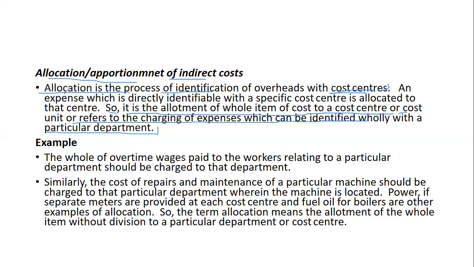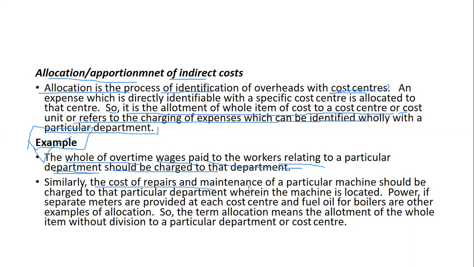If rent belongs to the production department A, we have to allocate 100% of the rent to that department. Now we were given some examples here, whereby we're told that the whole of overtime wages paid to workers relating to a particular department should be charged to that department. Okay, this is a very good example. Like here, we speak of overtime wages paid to workers working in a particular department. When it comes to allocation of the wages, we must allocate 100% of the wages to that department.